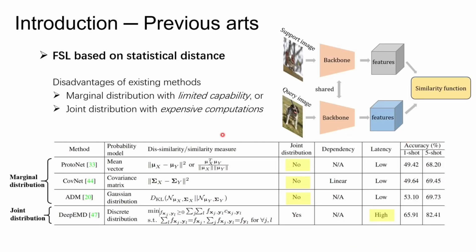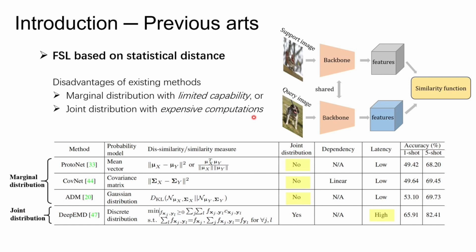One of the approaches for few-shot learning is the metric-based method. The pipeline of previous metric-based methods is shown in this figure. They use a similarity function to compute the distance between support and query. From the statistical view, the similarity between features can be seen as the distance of feature statistics, like the mean vector mu used in ProtoNet, the covariance matrix sigma used in CovaMNet, and the ADM uses Gaussian.